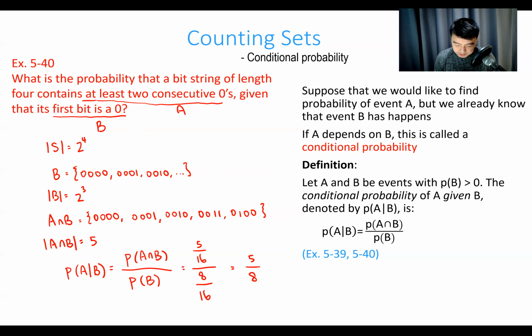Okay, so again, conditional probability, we need to convince ourselves that A really does depend on B. And in this case, it does. Okay, all right, so moving on.